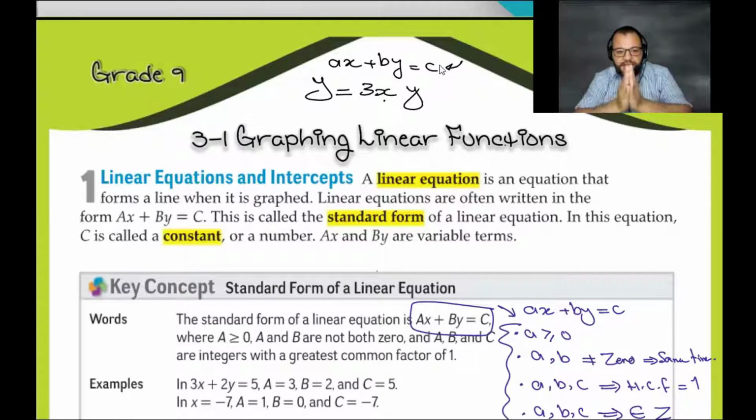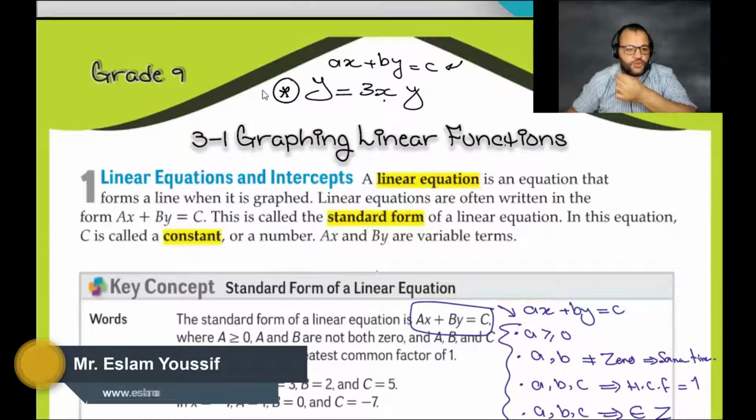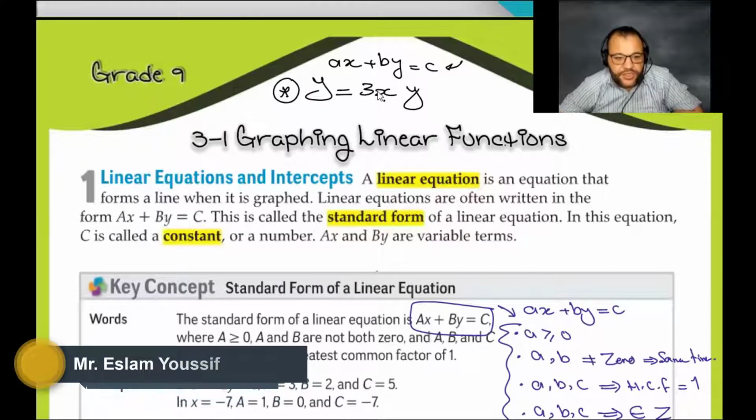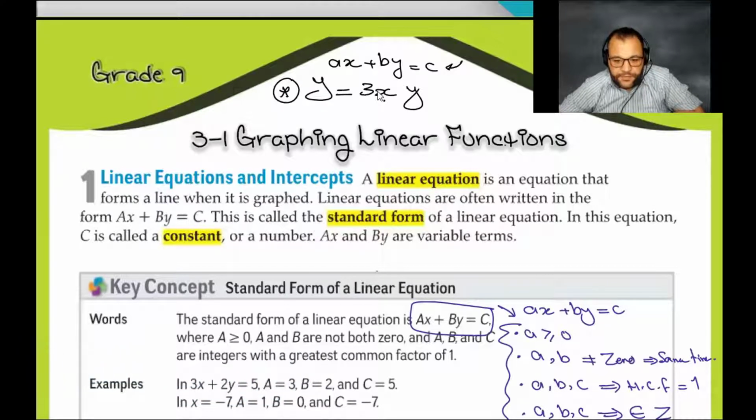So how do you know that this relation is linear or not linear? How do you know that this relation is of the first degree or not the first degree? The one that you have now, this one, the star one. First degree or not, or second, third, zero?